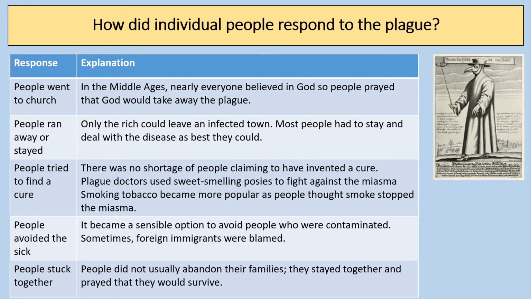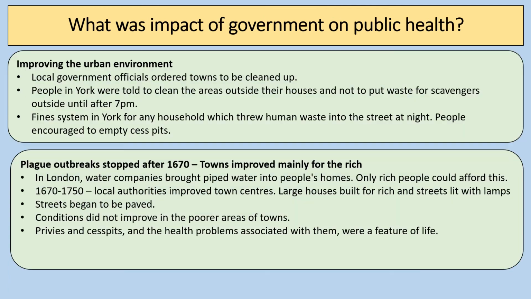Unfortunately, there were some racist views during this time, and some people blamed the plague on immigrants from different countries. People did sometimes stick together as well, so people did not usually abandon their families during this time and might instead gather together and pray for their survival.